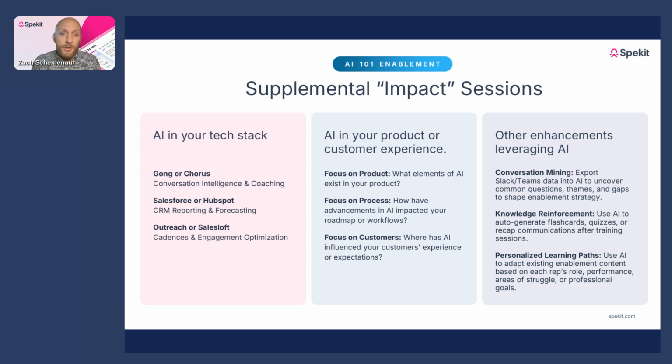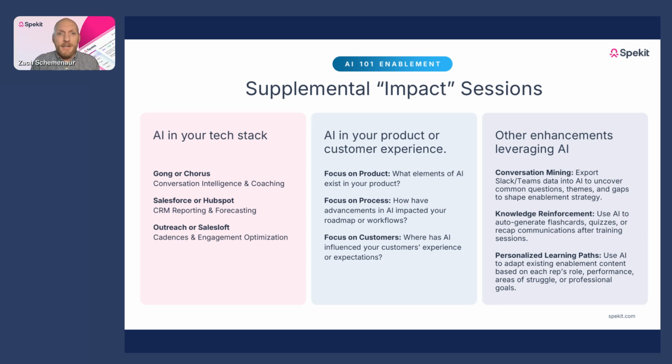So if you're in Gong or you use Chorus, this could be talking about how those tools are using AI for conversational intelligence or for coaching. If you're using Salesforce or HubSpot, there's plenty to do with CRM reporting and forecasting. Or if you're using other tools like Outreach and SalesLoft, you can talk about AI and how it's helping with engagement optimization, or how it's helping draft emails.